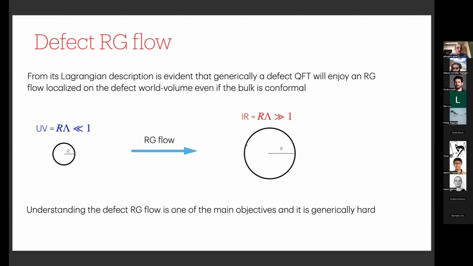As you can imagine, understanding this RG flow is generically very hard. It's much harder than solving an RG flow for a quantum field theory, because we even lose the full Poincare invariance of the theory. We are breaking Lorentz to a subgroup which preserves the locus of the defect.